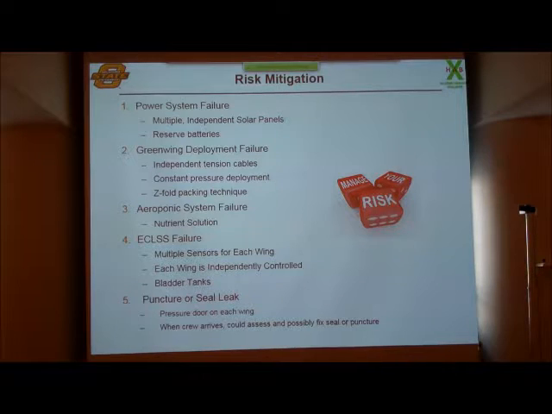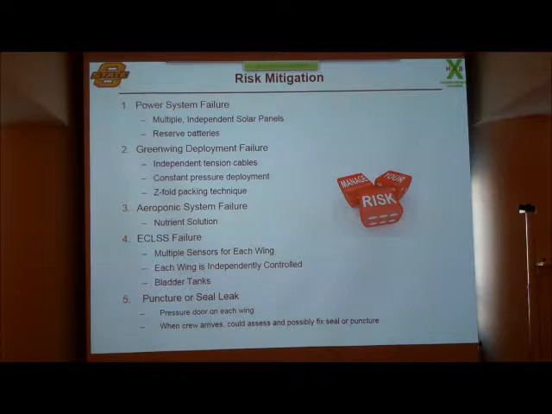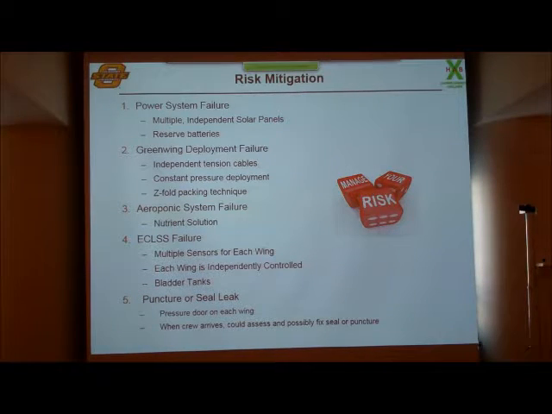And for the environmental control systems, there are multiple sensors for each wing that are independently monitored to control heat, humidity, and other factors. And if one system fails, then only that one wing will be lost for a temporary time while we fix that issue, and the other three will still be functional. And that bladder tank should actually be up under the aeroponic system that I discussed earlier.